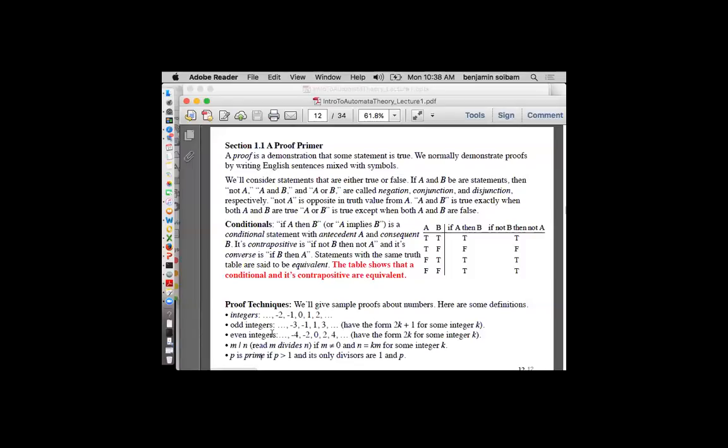If you have an odd integer, you can express that odd integer in this format: 2 times k plus 1, where k is some integer. If it's even, you can express that number as 2 times k. We'll be using some of this later on.